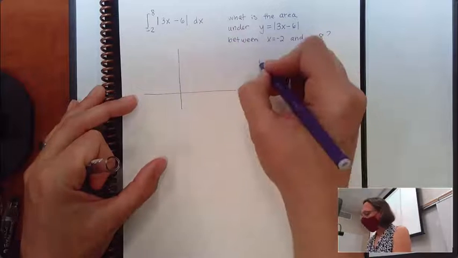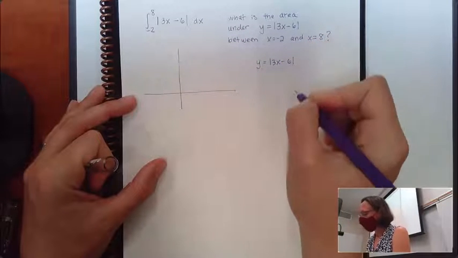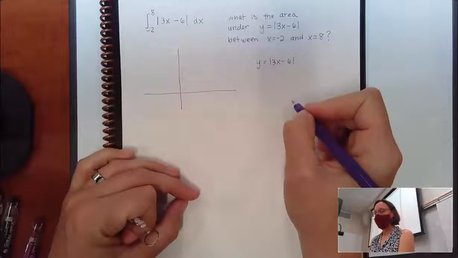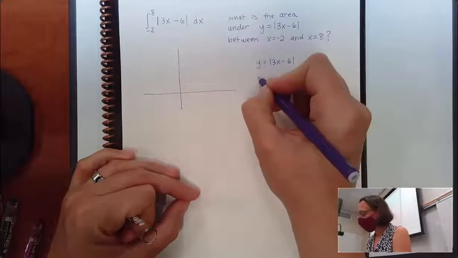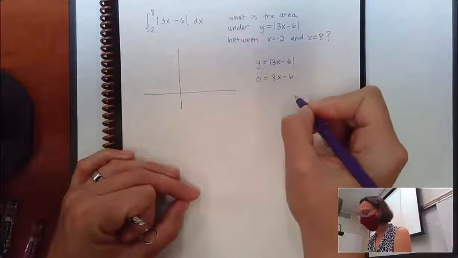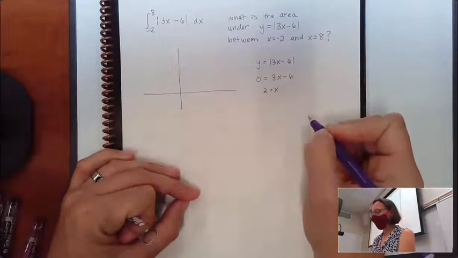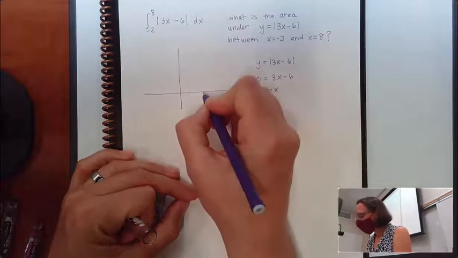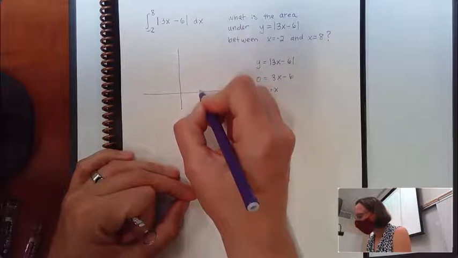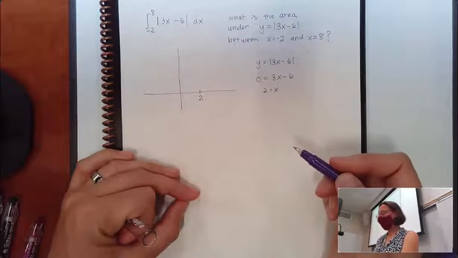So if I need to sketch y equals the absolute value of 3x minus 6, I'm going to start by figuring out the intercepts. And if I set y equal to 0, then that means 3x minus 6 needs to be 0. And I'm going to get that x is 2. So if I come over here to x equals 2, that is kind of the tip of my V.